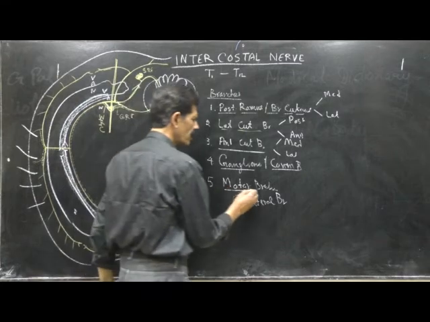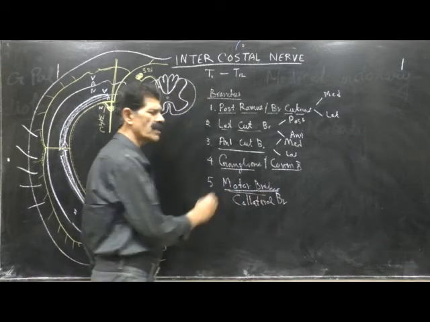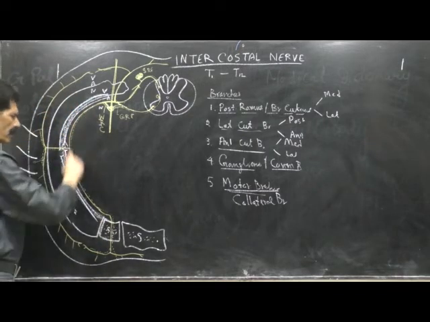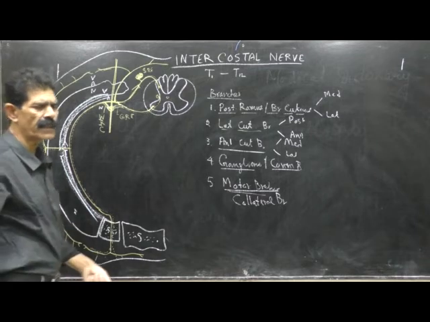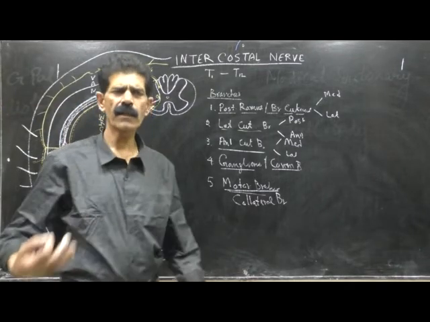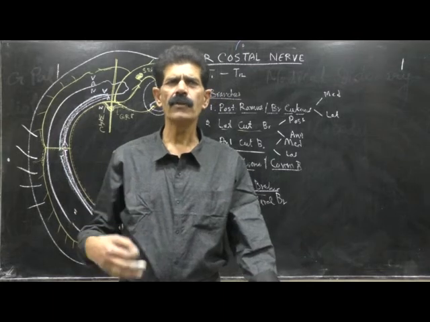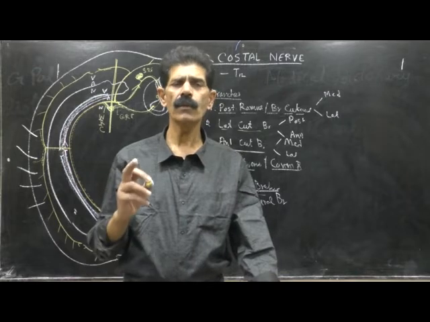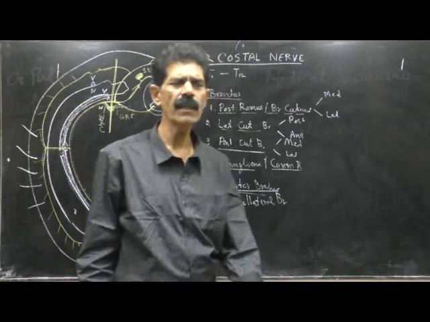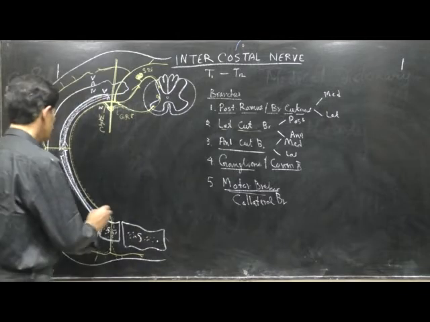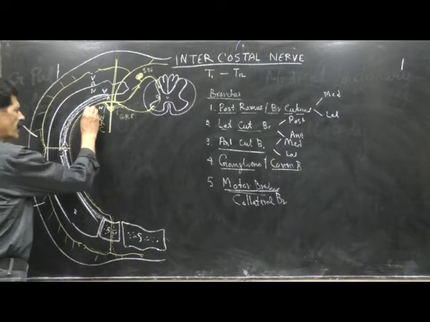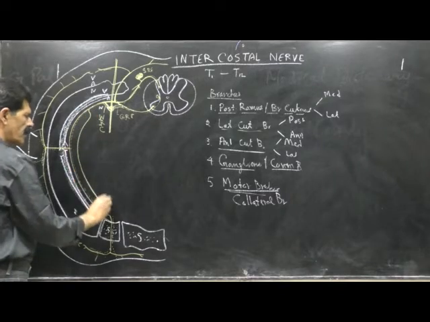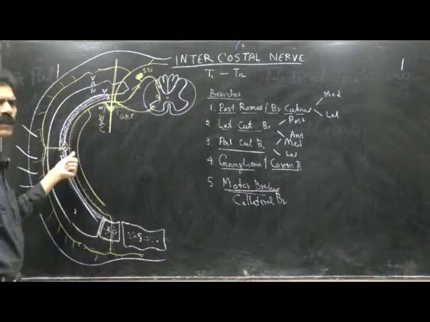Then comes the last but not the least, the motor branches of the intercostal nerve. As the name suggests, the motor branches supply the intercostal muscles, that is the external intercostal, internal and innermost. All these are the muscles in the intercostal spaces. They are supplied by the motor fibers or motor branch of the intercostal nerve. And this motor branch also gives a collateral branch, which runs parallel with the main branch of the intercostal nerve.